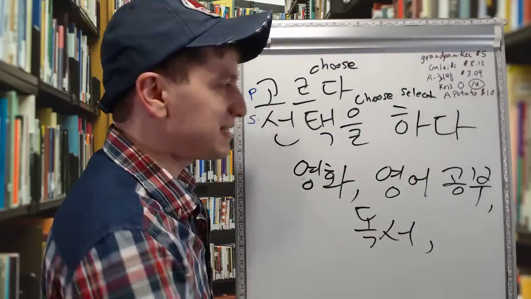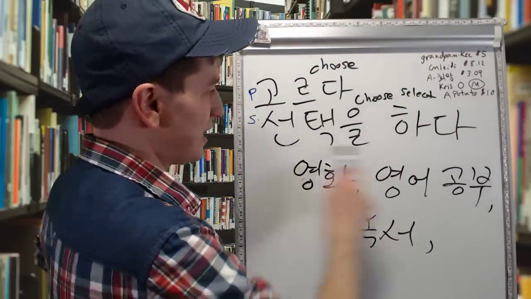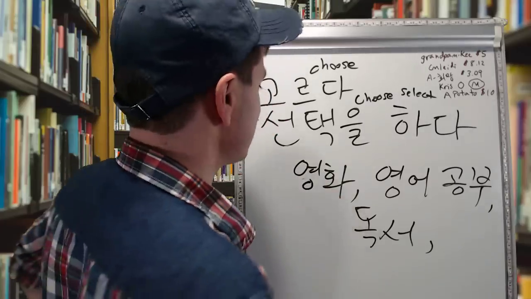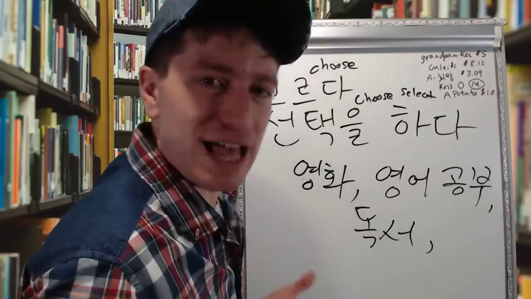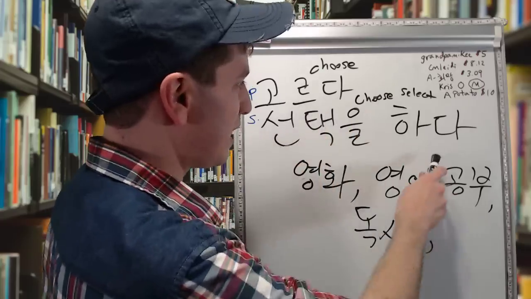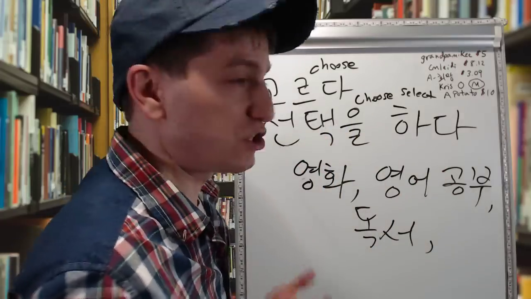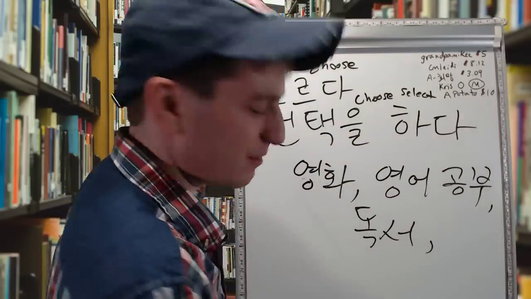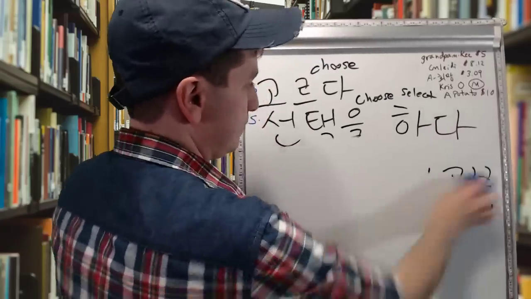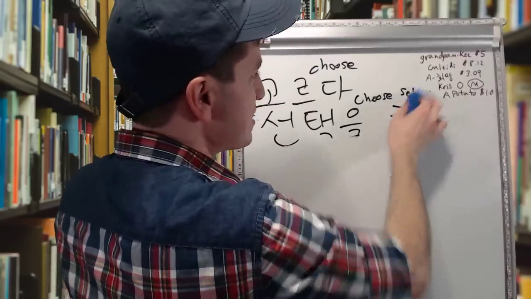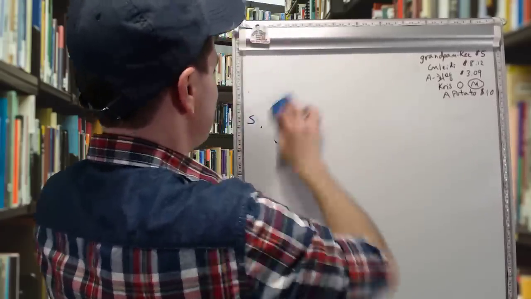So Chinese words like these, the ones that are just using Chinese characters, sound a little bit fancier than their regular versions. But other than that, that's it. You can say 고르다 or 선택을 하다 or other verbs for saying to choose. And you don't really have to worry too much about it. But yeah, it just sounds a little bit fancier.